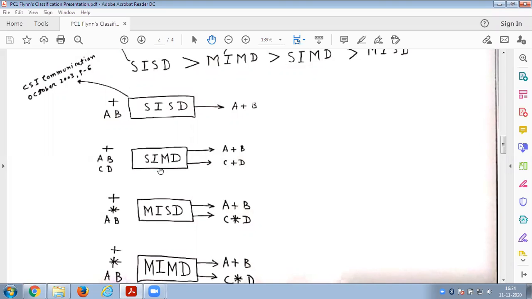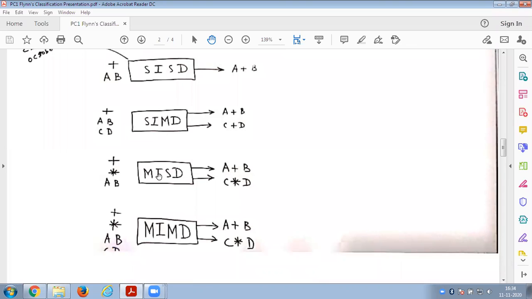MISD means multiple instruction. Plus and into, these are the two multiple instructions. Plus and multiplication are examples of multiple instruction, and single data, A, B. Here I should have written C, D also, but it is not written here by mistake, so you can write it down. Sorry, multiple instruction and single data, this is correct. Here it should be A into B.